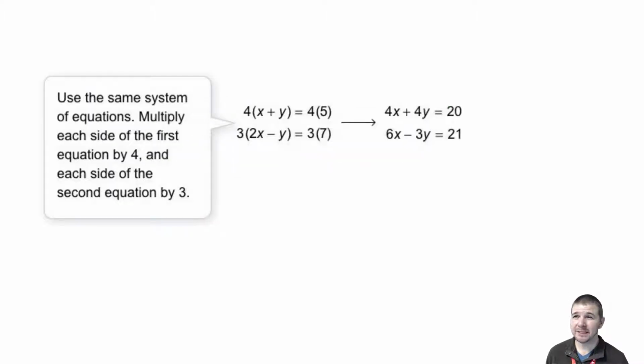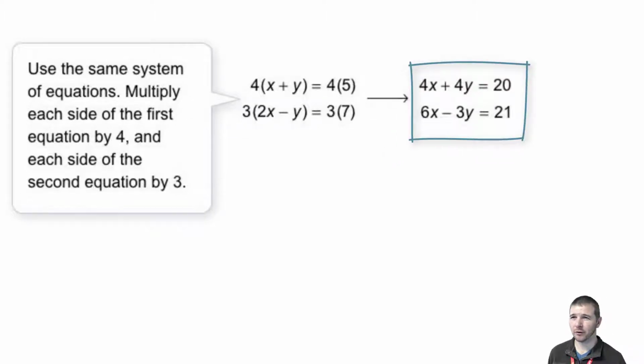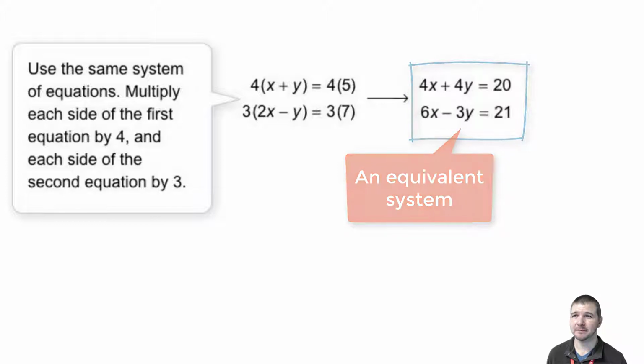If we use the same system of equations, but multiply each side of the first equation by 4 and each side of the second equation by 3, note what happens. Well, we get 4x plus 4y equals 20, and 6x minus 3y equals 21, an equivalent system.